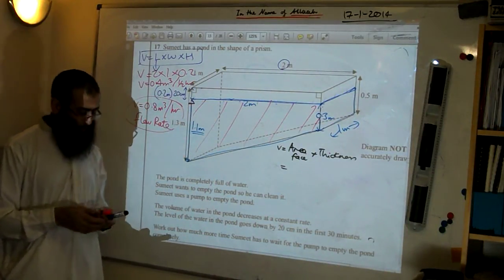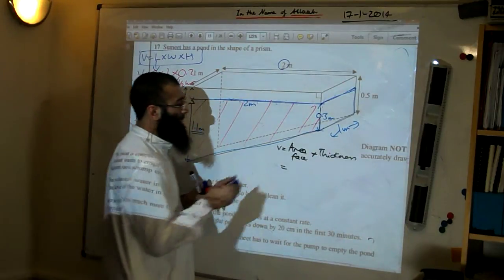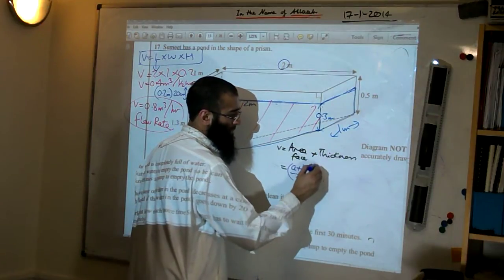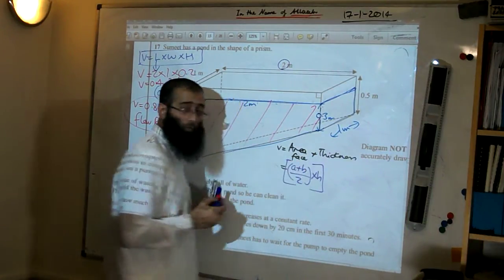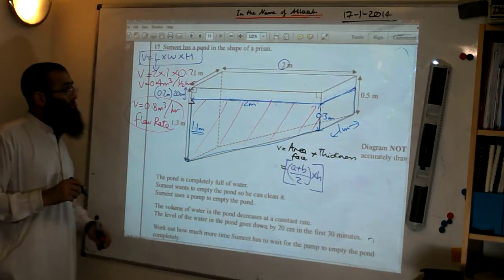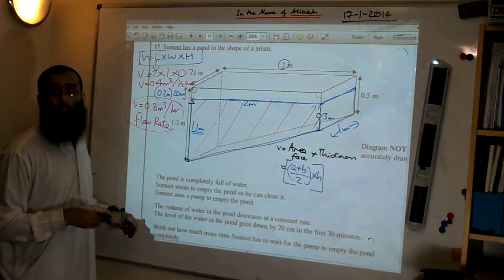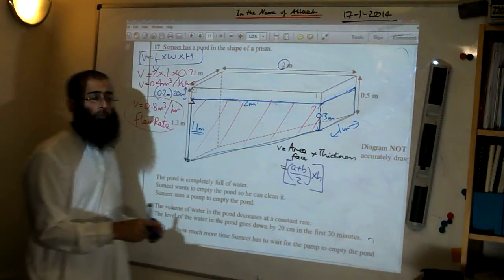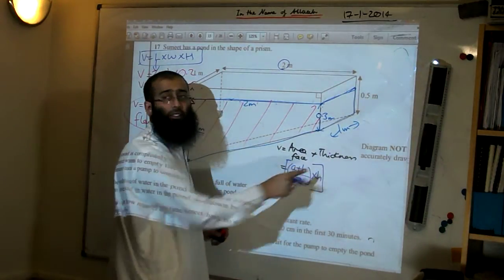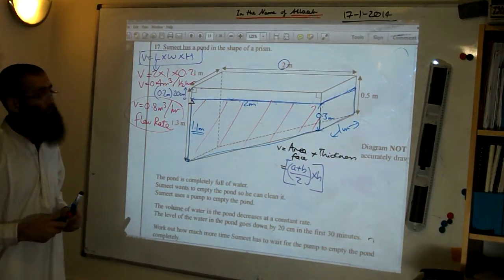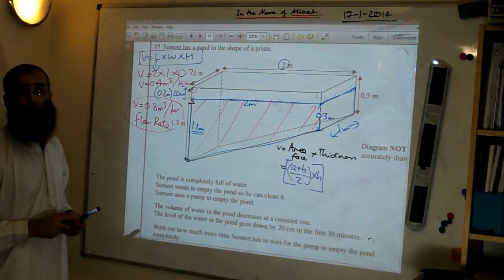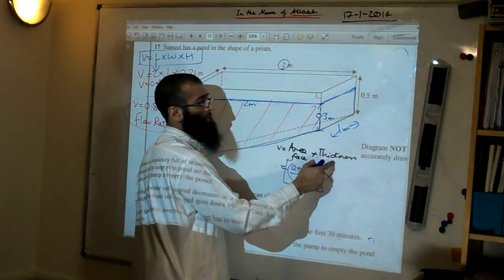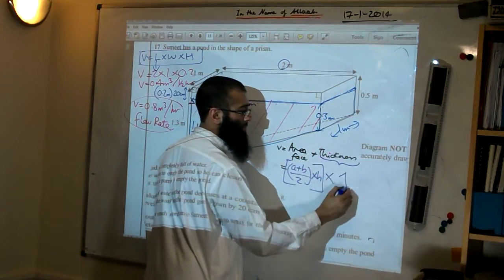Who knows the formula for the area of a trapezium? Don't all shout at once. The area of a trapezium is A plus B divided by 2, times the height. Thank you, Samira. So the volume is the area of the face times the thickness. Happy with that? And the thickness here is 1 meter.